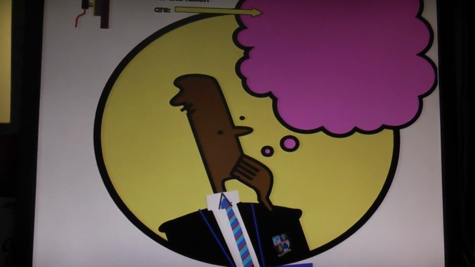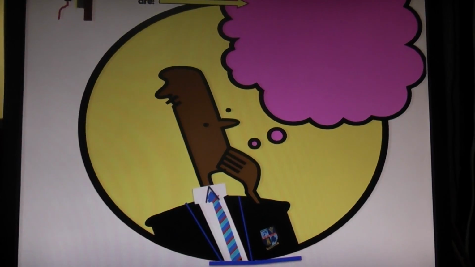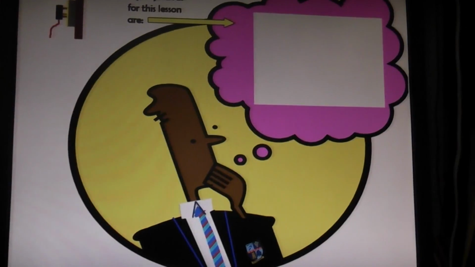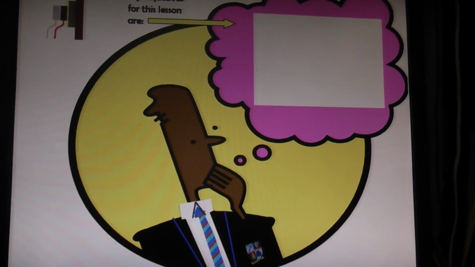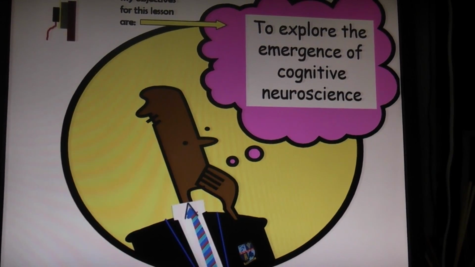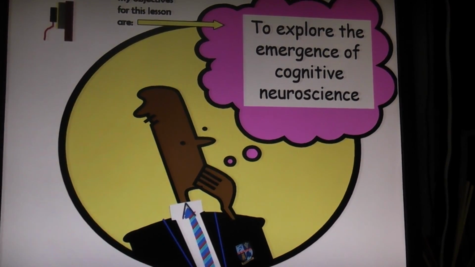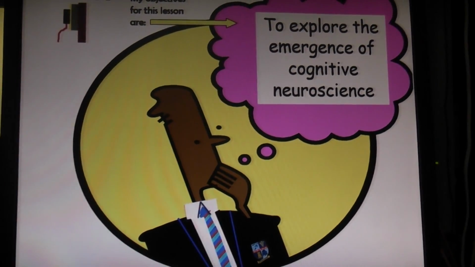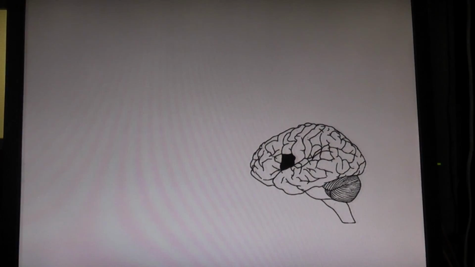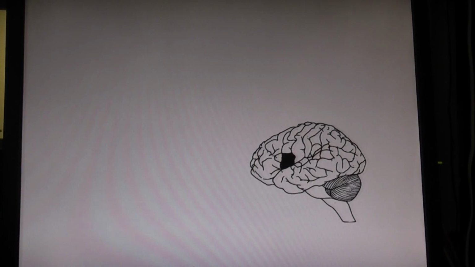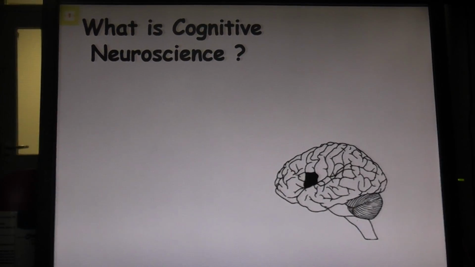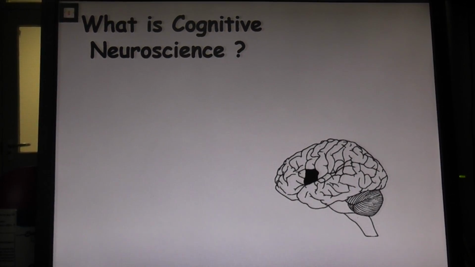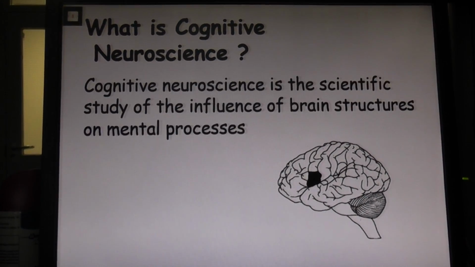Today's session, though, is a refresher for all students to have a look at the cognitive approach, but in particular to focus on the emergence of cognitive neuroscience, a topic that you may have forgotten about or one that you may not feel very confident about. So we're going to recap on this just to ensure that people have a little bit of confidence in this area. So first of all, what is cognitive neuroscience?